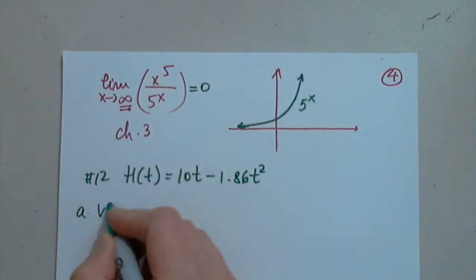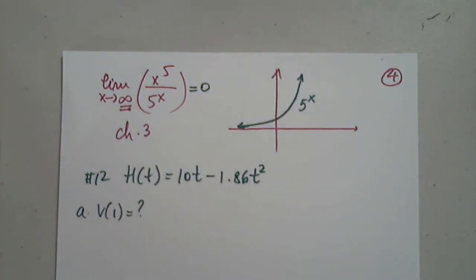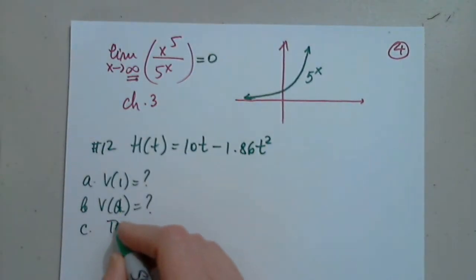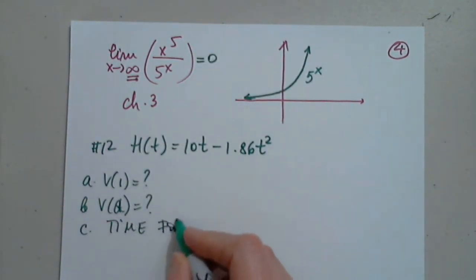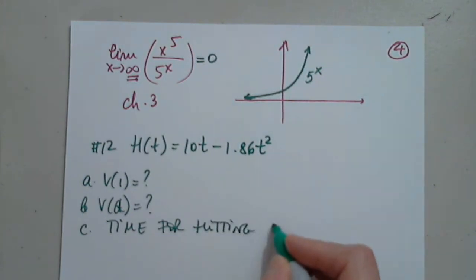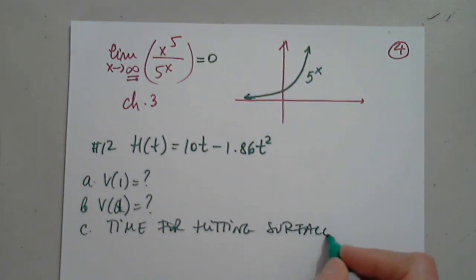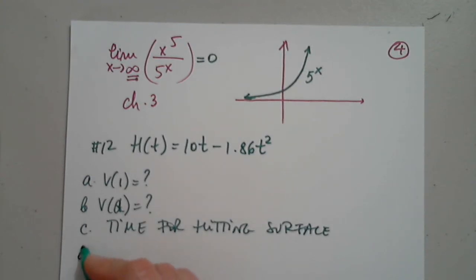So part A, v of 1. Part B, find the velocity of the rock when t is a. V of a. Perfect. When will the rock hit the surface? C, time for hitting surface. And the last one with velocity, for part C. Perfect.